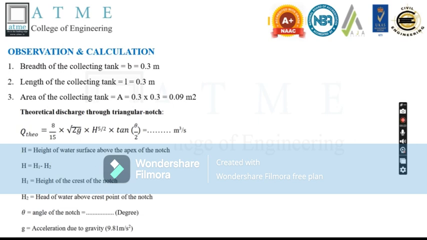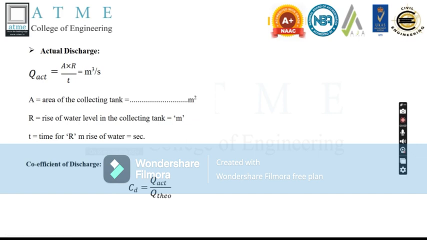The theoretical discharge through a triangular notch, that is Q theoretical, can be calculated by using the formula 8 divided by 15 into root of 2g into H to the power of 5 by 2 tan theta by 2. So here H is the height of water surface above the apex of the notch. H equals h1 minus h2, where h1 is the height of the crest of the notch, h2 is the head of water above the crest point of the notch, and theta is the angle of the notch. So here the angle will be 60 degree, and g is the acceleration due to gravity, 9.81 meter per second square.